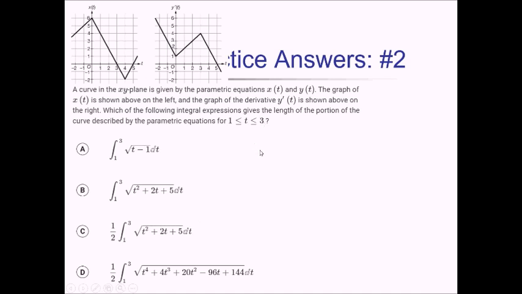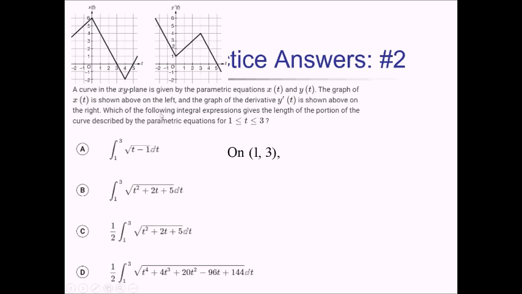So we have to use our parametric arc length formula to do this. In general, I'm going to have an integral from a to b of the square root of x prime squared plus y prime squared dt. That means we need to figure out what x prime and y prime are on this interval from 1 to 3, specifically on this interval because these functions are doing different things at different places.